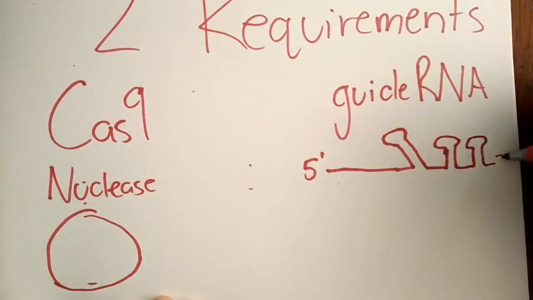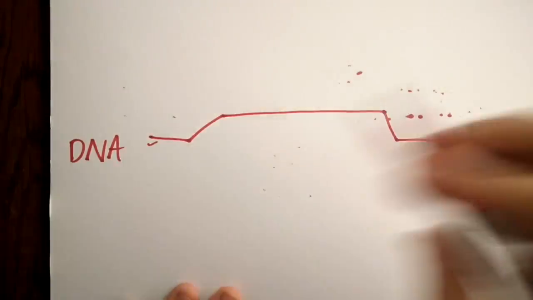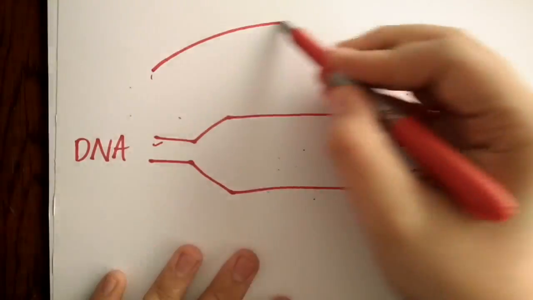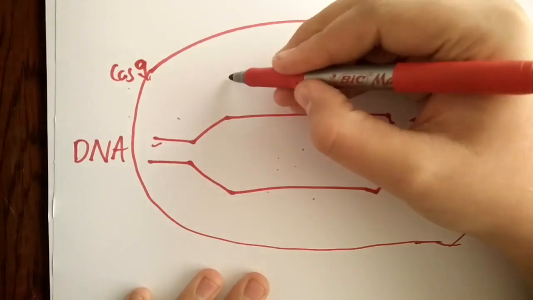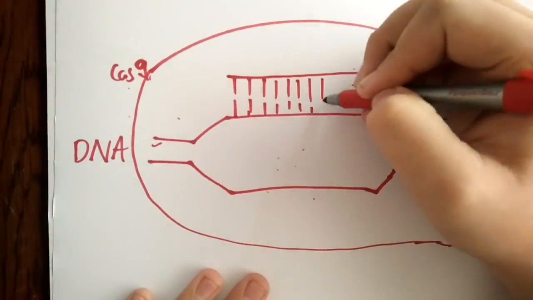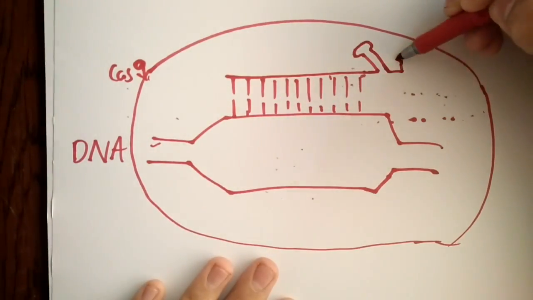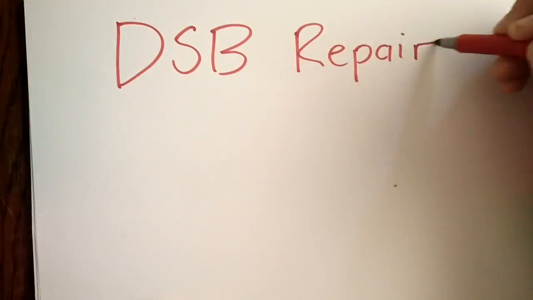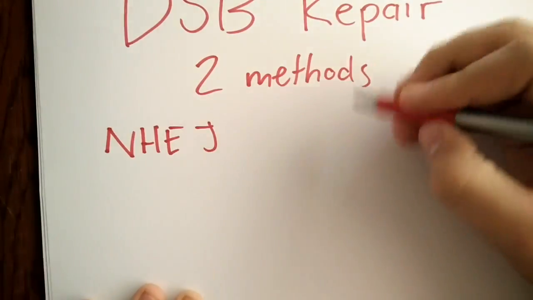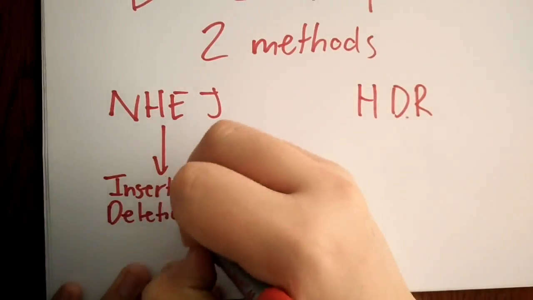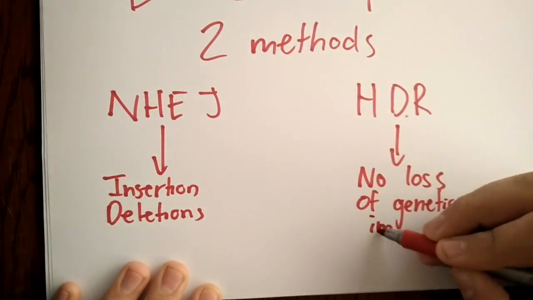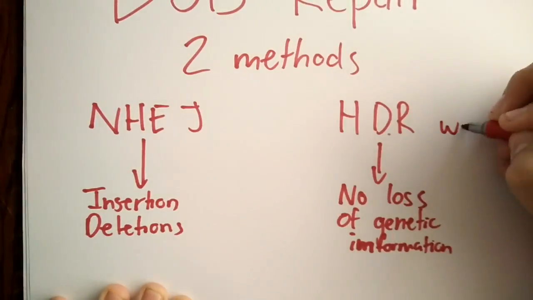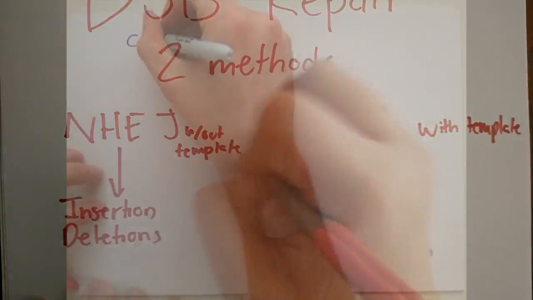The guide RNA consists of a 20 nucleotide sequence at the 5' end of the strand, which directs the Cas9 complex to the target site. This site must be directly adjacent to a PAM, or protospacer adjacent motif. Nuclease-induced double-stranded breaks can be repaired by two methods: non-homologous end joining or homology-directed repair. If a template is included, homologous repair is more likely to occur, resulting in no loss of genetic information.